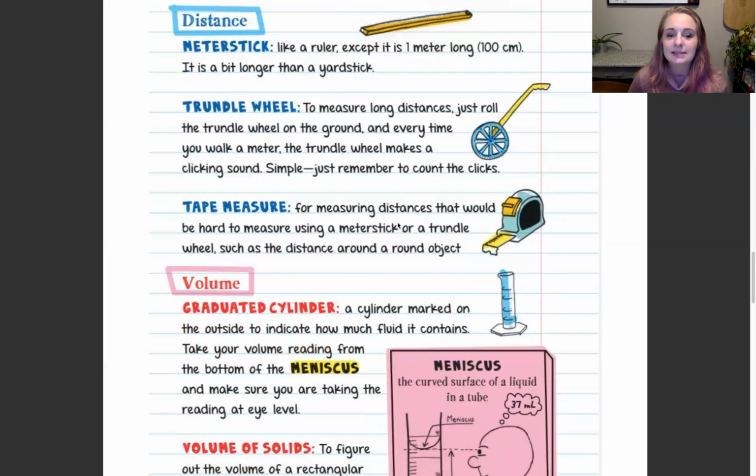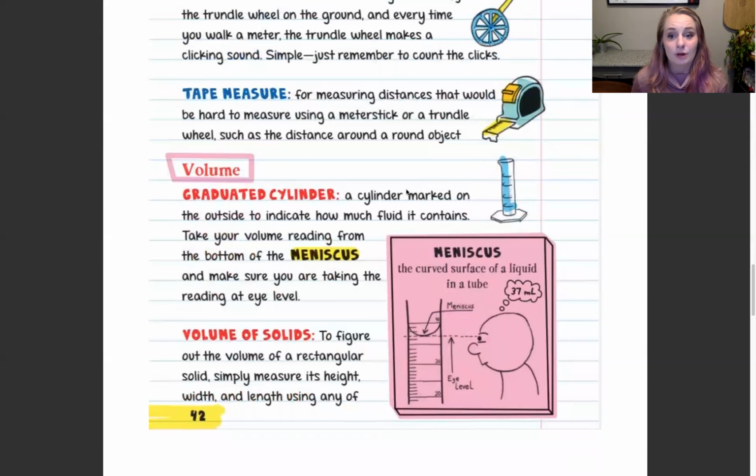A tape measure is also used to measure distances. It's mostly just like a pocket-sized meter stick, except longer. So this would be for something that's hard to measure using a meter stick, such as the distance around a round object.